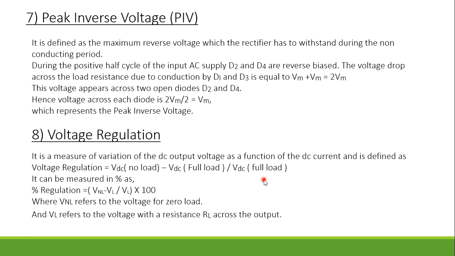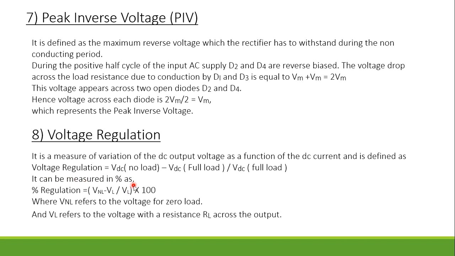When we define regulated and unregulated power supply, the necessity for a regulated power supply is that the output voltage should not get affected by the load current, the load resistance or the input variations. So this factor, VDC for no load minus VDC for full load, should be very, very small. If there is a very negligible variation in this, then we say that the voltage regulation is perfect in that particular circuit.